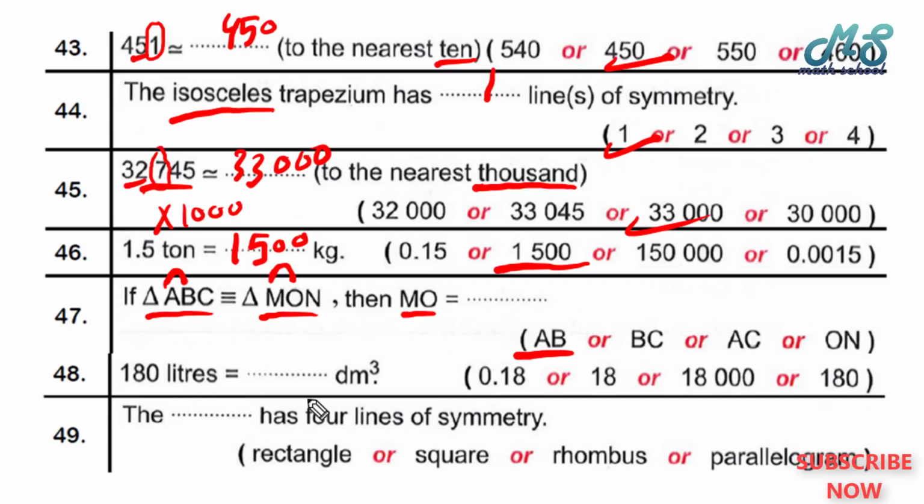180 liters equals how many cubic decimeter? He focuses on this: the liter is equivalent to the cubic decimeter. So we will choose the same number, 180.